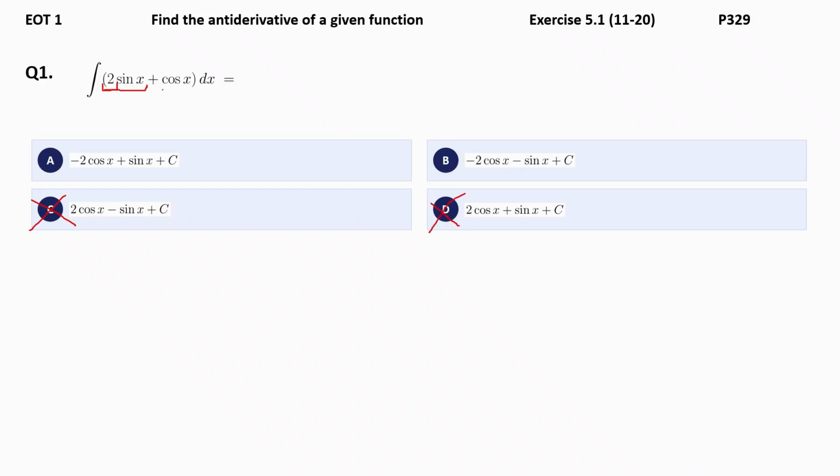Now comes the second function, that is cos x. What is the integration of cos x? Positive sin x. In that case, you will rule out option B also, because it's given as negative sin x. So the correct answer is option A.